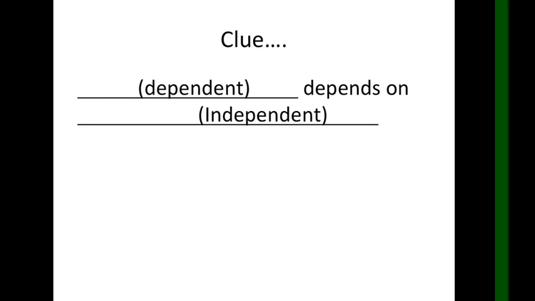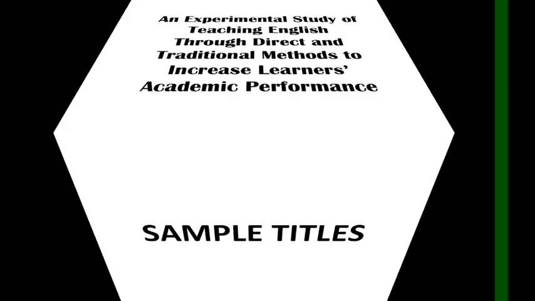So you will write the variable here in this independent variable and say depends on the independent variable. So dependent depends on independent. So this is our clue. Now I prepared sample titles and let us determine what is the dependent and what is the independent variable. So let's have the first one.